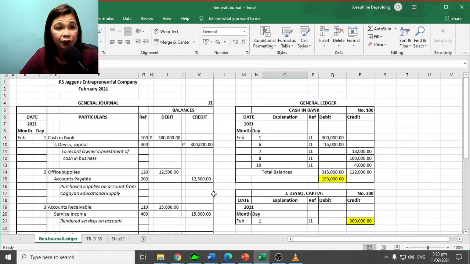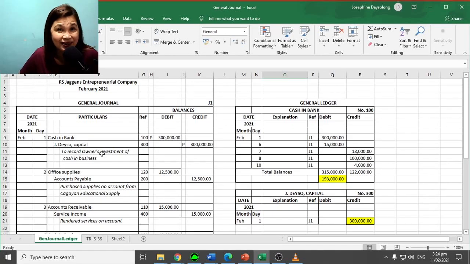The owner would like to have the investment of cash in the business. By the way, I have here the name of a company, R.S. Jagens Entrepreneurial Company. So, meaning to say, this is entrepreneurial services. So, when we record the investment of the owner, for example, I am the owner, I own the R.S. Jagens Entrepreneurial Company, I have to debit cash in bank. That is the value that I receive.